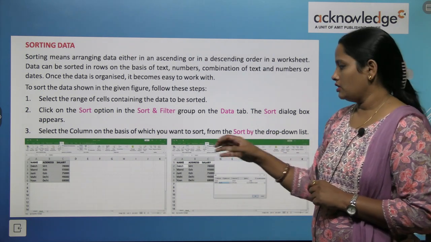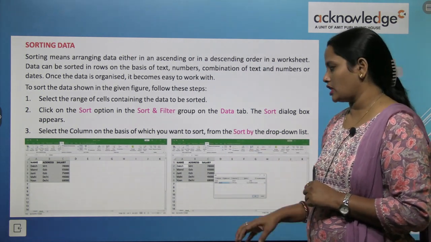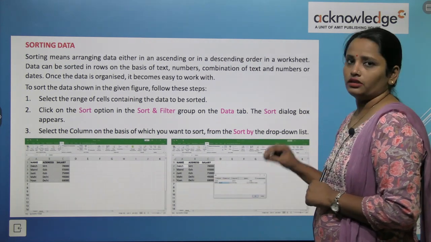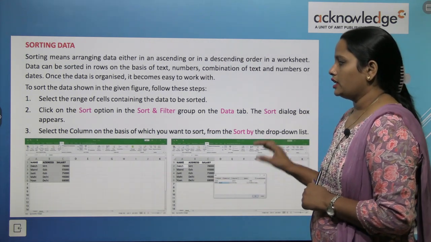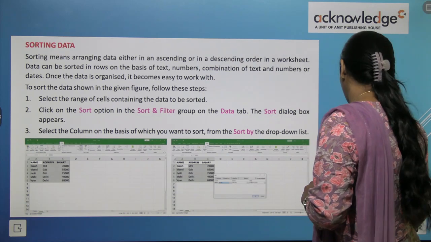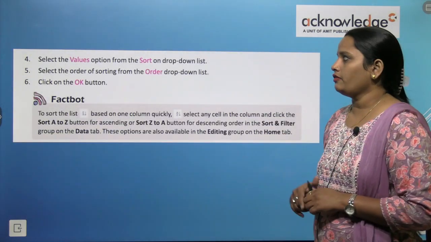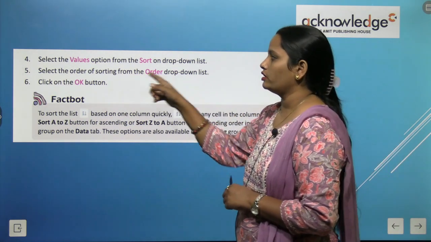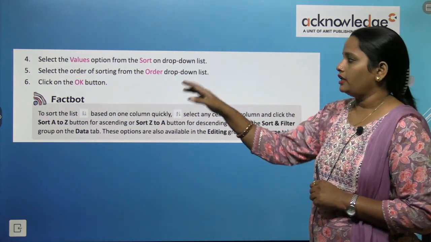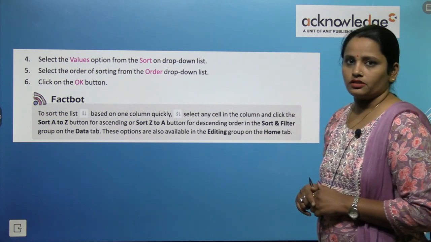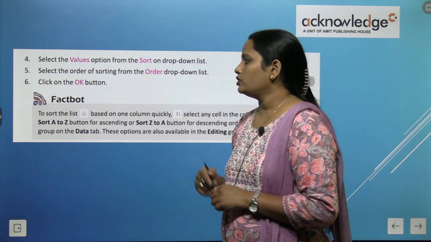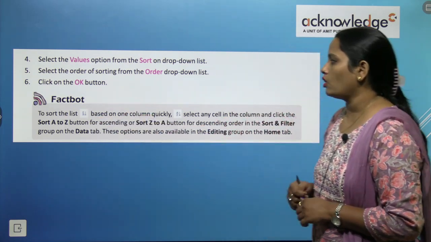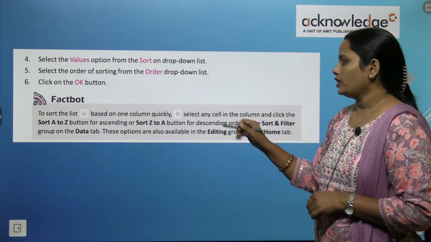So whether we want to sort according to name, address or salary, we can sort the data. We can enter that thing here and the data will be sorted accordingly. Select the value option from the sort drop down option and select the order of sorting, and then just click on the OK button to sort the list. This icon sorts based on one column A to Z.